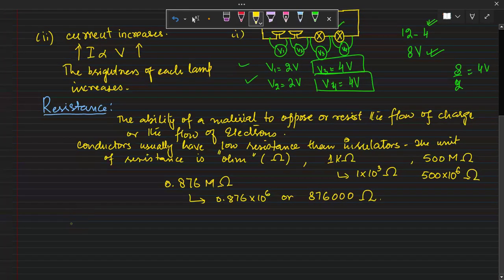Now how will you calculate the resistance? The very basic concept is you divide the voltage drop by the current. So symbolically we can write R equals V over I.